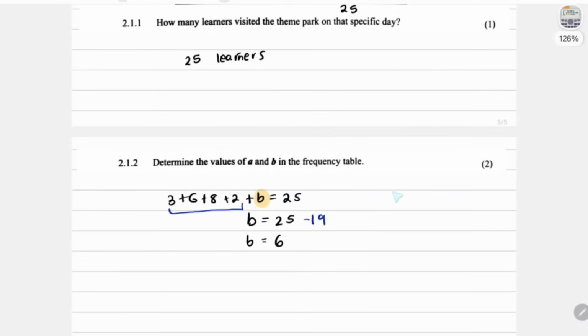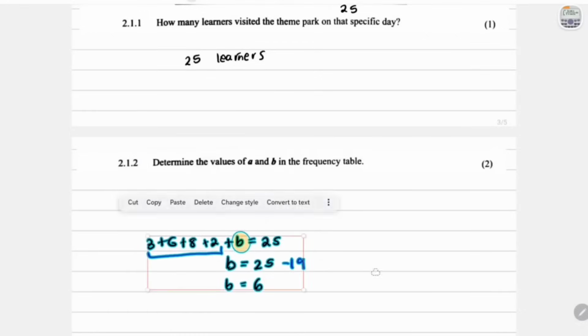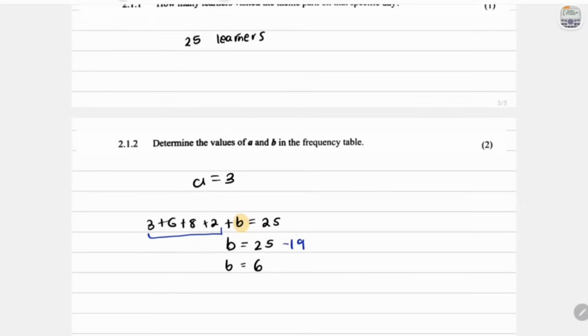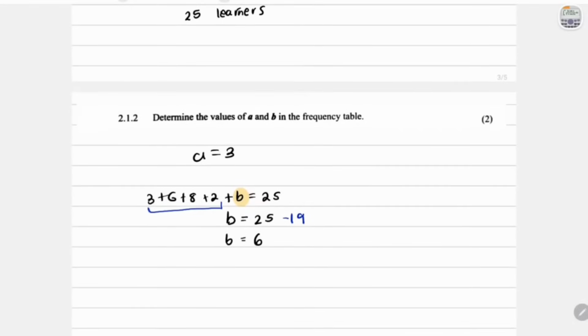And there we go. So we know what A is. I should have put A down first. Okay, I only wrote it in the diagram. But we know what A is and we know what B is as well. So this is B, and A is equal to 3. Okay, so there we go. Moving on to the next question.